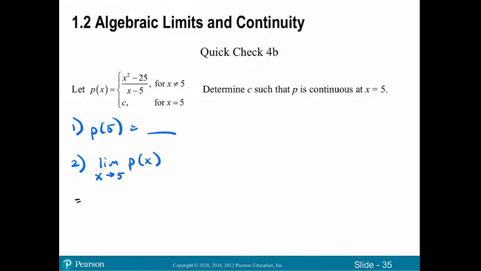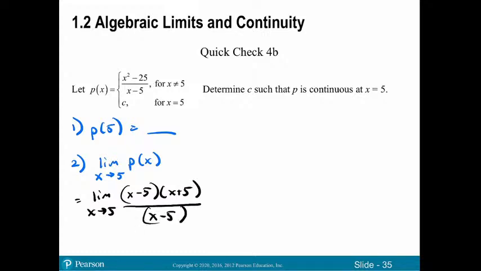This is going to be equal to the limit as x approaches 5. Now the top we can factor into x minus 5 times x plus 5 over x minus 5, and we can simplify. These guys are going to cancel. So now when we plug in a 5, I think we get a result of 10. All right. So now in order for this to be continuous, the limit as x approaches 5 of p of x needs to equal p of 5. So we need p of 5 to equal 10.